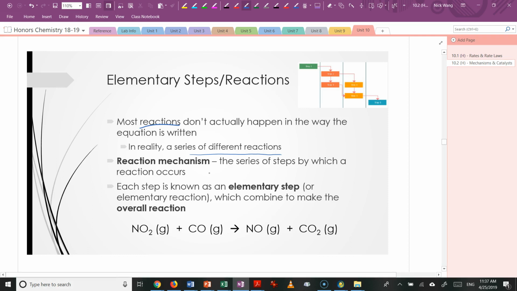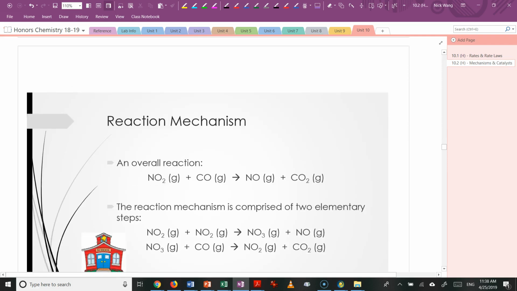This reaction mechanism is a series of steps by which a reaction occurs. Each step of the mechanism is known as an elementary step or an elementary reaction, elementary meaning basic, fundamental, which overall combines to make the overall reaction. Okay, let's see this in action on the next slide here.